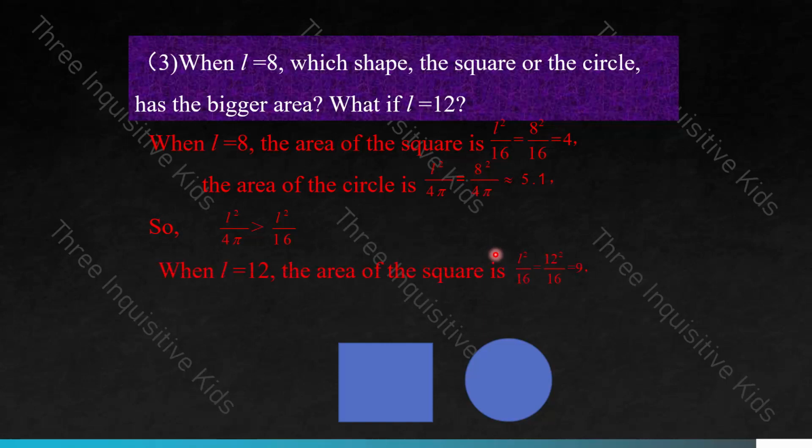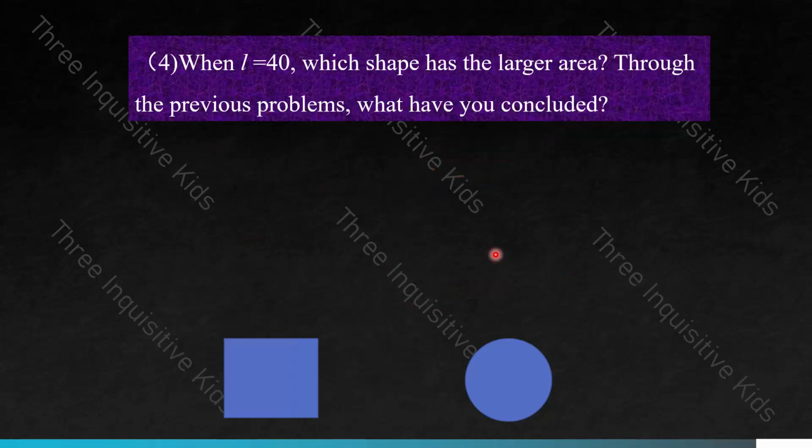When L is equal to 12, the area of the square is 9, and the area of the circle is about 11.5, which means that in this case, the area of the circle is still greater than the area of the square. When L is equal to 40, what shape has the larger area? Through the previous problems, what can you conclude?